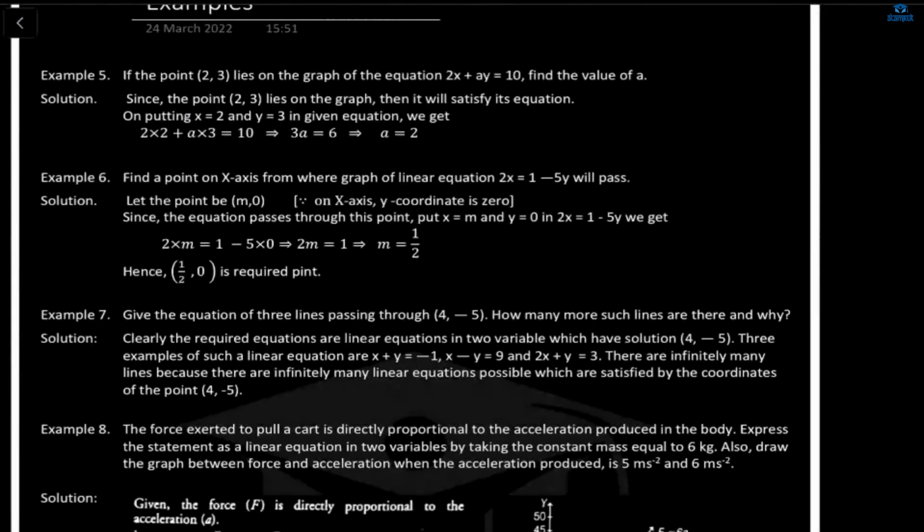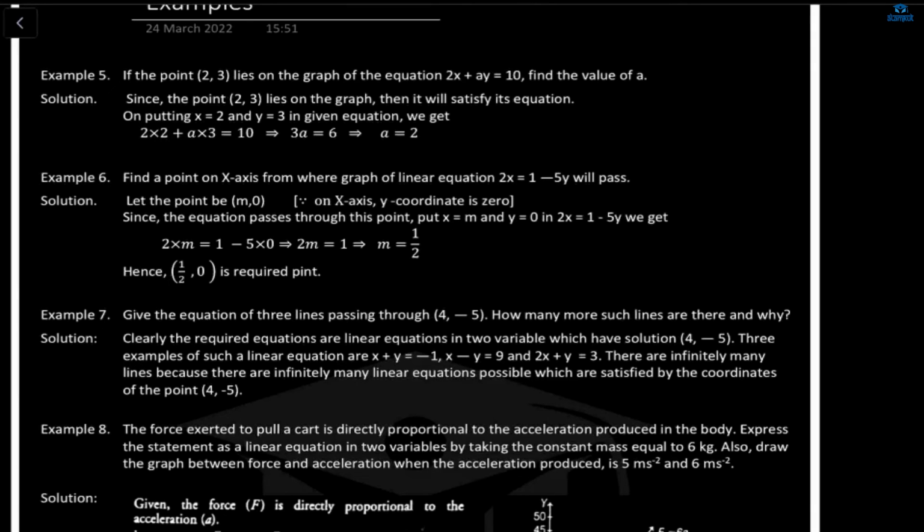Some more different types of question. If the point 2, comma 3 lies on the graph of the equation, find the value of A. I think we have done this type of question. If the point lies on the graph, that means what? That it is a solution of the equation. If the point is lying on the graph, that means this is the solution of this equation. That means your LHS will be equal to RHS.